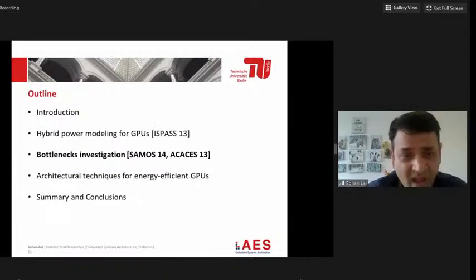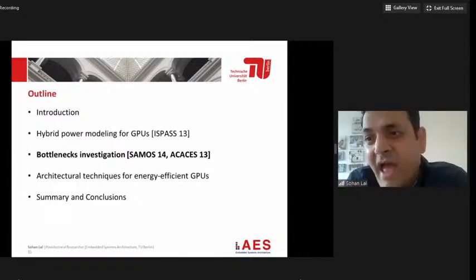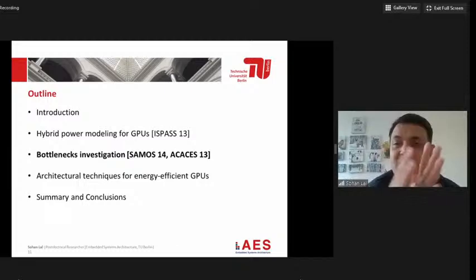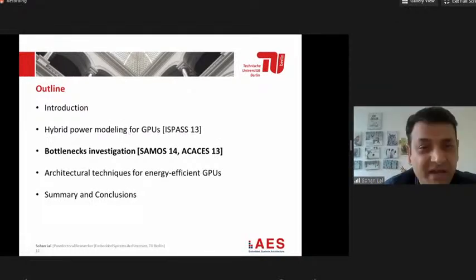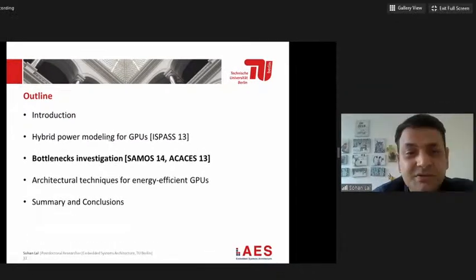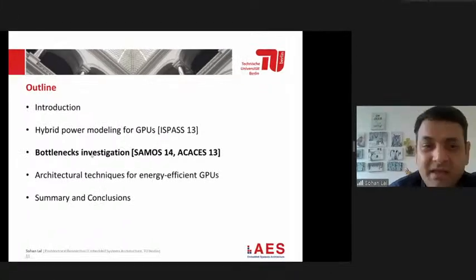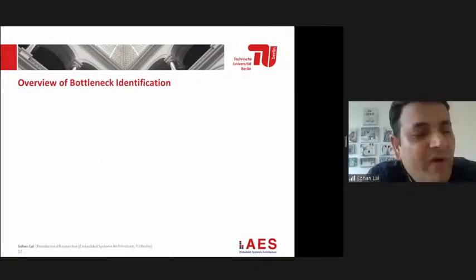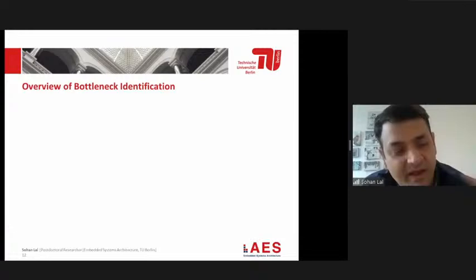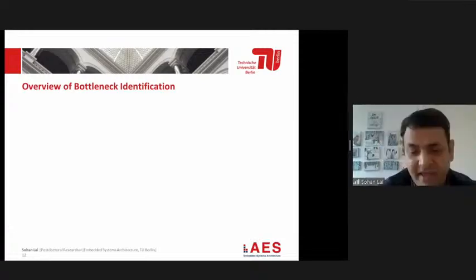Okay, so now what we have, let's say, are the tools, because everyone needs tools to work. We already developed the power modeling, or we have a power simulator that we can use for further investigation. So we use this power model or power simulator to investigate the bottlenecks. How do we do that? I will again provide a very high level overview, and if you have any specific questions, we can discuss them later.